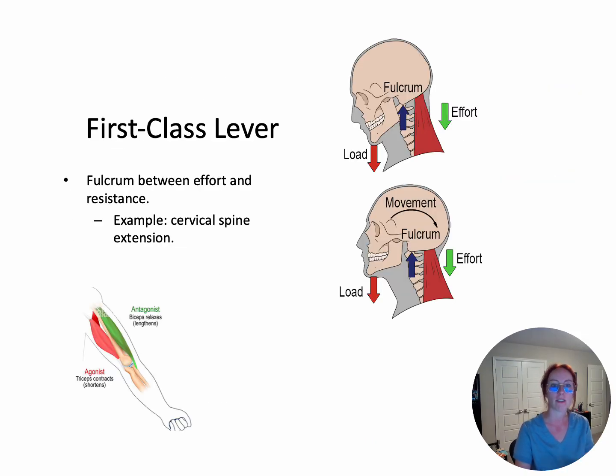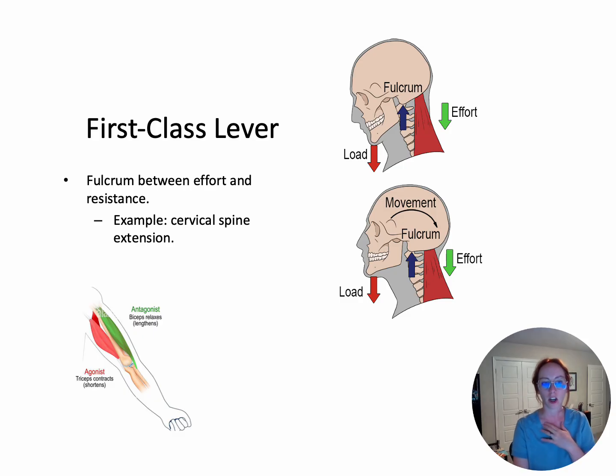So to start off, we have our first class lever. Our first class lever is where the fulcrum is between the effort and the resistance. Remember, the fulcrum is your joint axis, the effort is going to be that muscular force, and the resistance is that external force, whether the load, gravity, or something of that nature.